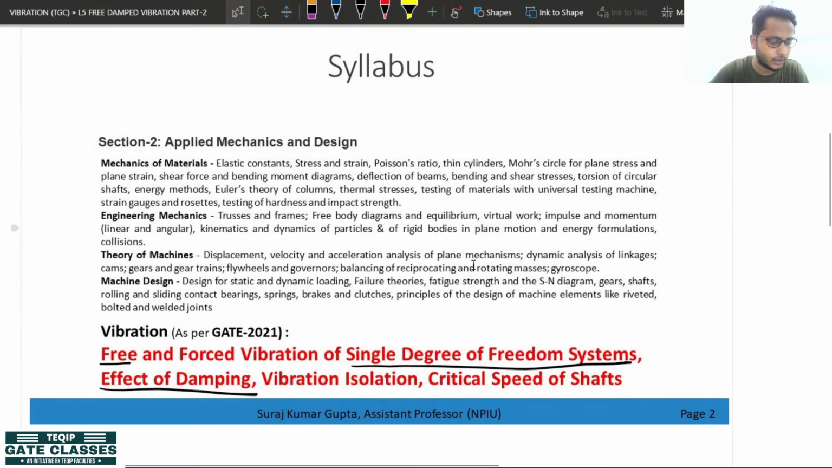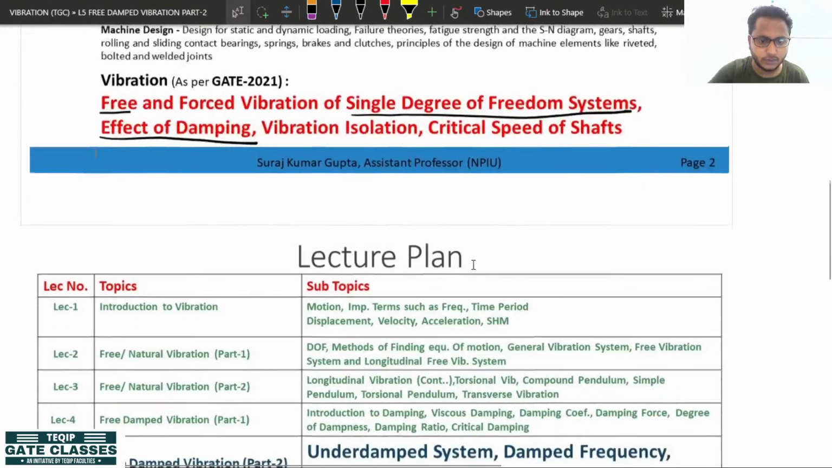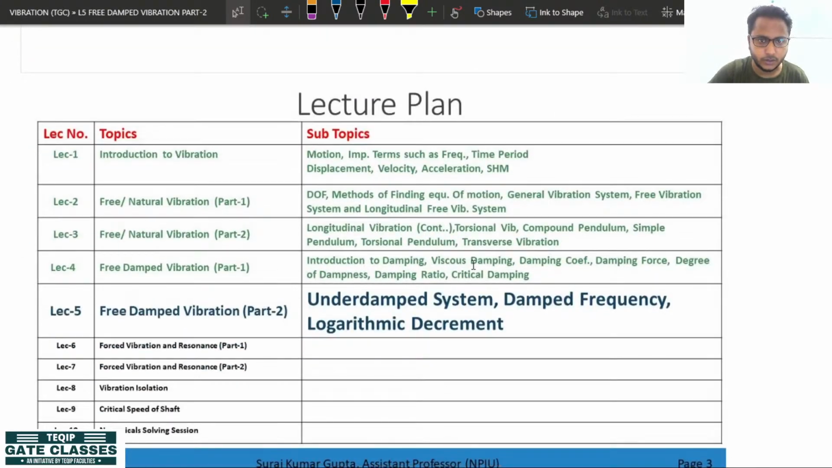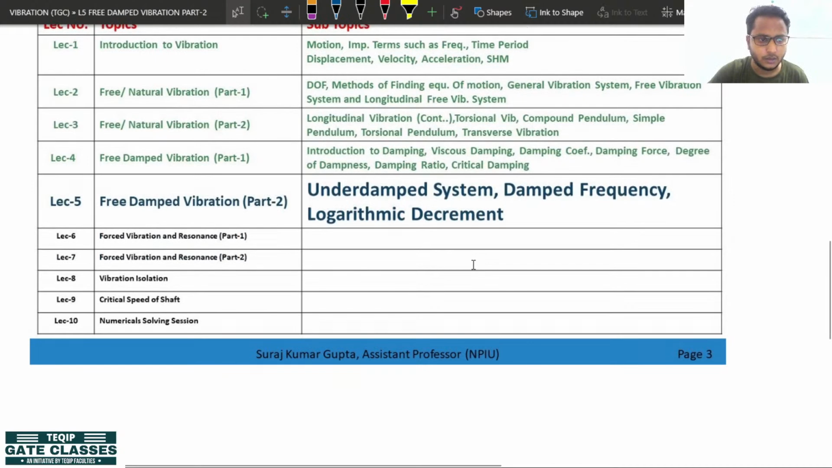So we are here at the topic which is free vibration but with effect of damping. We have components of a vibrating system like spring, mass, and then damper, right? So let's start with what we will uncover today in part number 2 of free damped vibration.